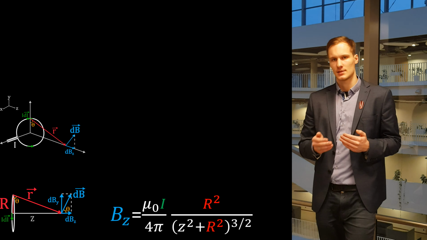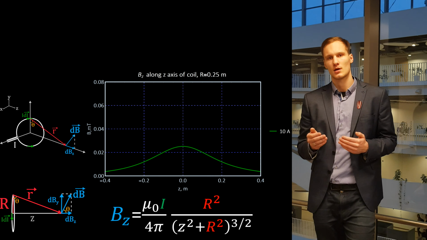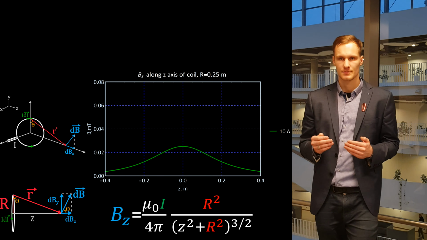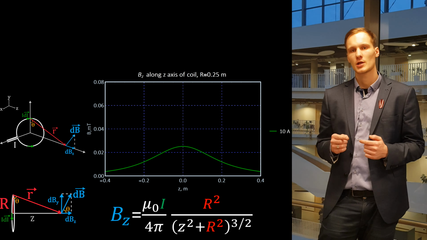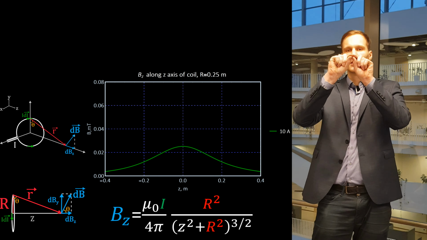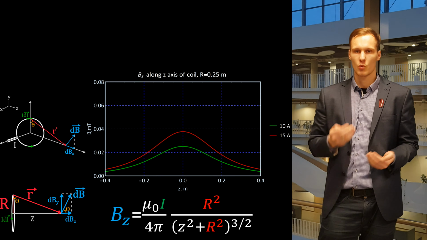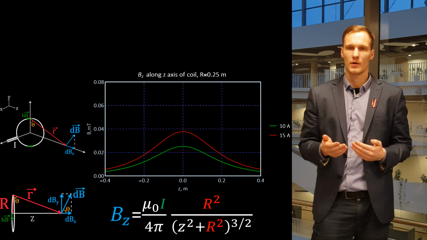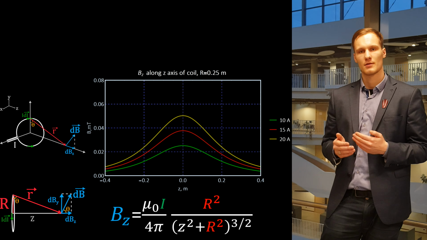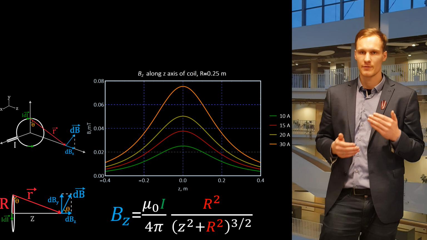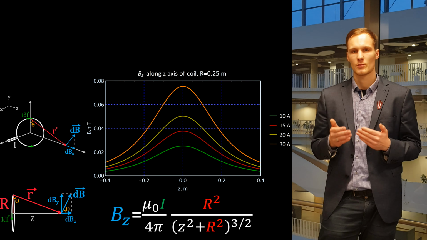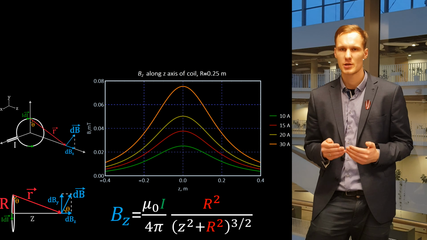Now, let's analyze this expression and plot the Bz as a function of distance z with a coil of 25 centimeter radius. Here in the results, the first thing we can see is that the maximum value is observed in the center, and then it drops off symmetrically and quite quickly. For example, if we take 30 amperes, the resulting magnetic field is around 0.07 millipascals, which is again better than Earth's magnetic field. However, the magnetic field is not homogeneous. So, to get a homogeneous magnetic field, we have to devise something better than this setup.